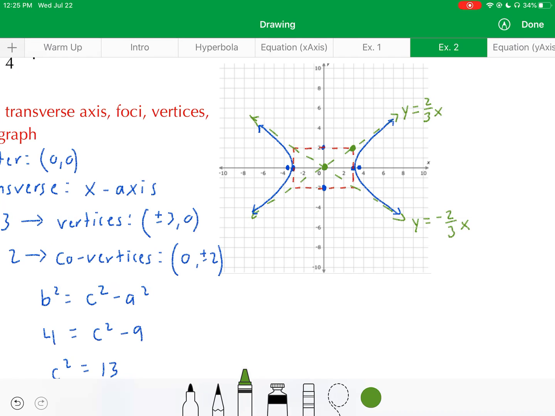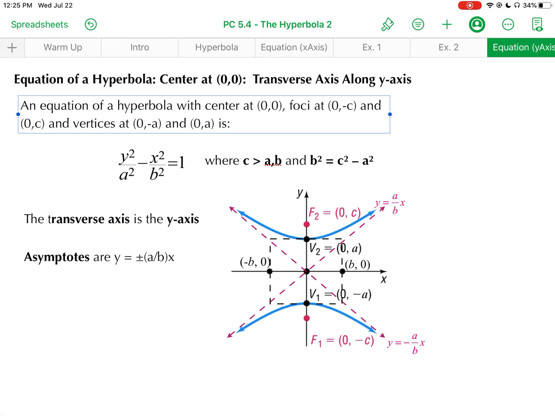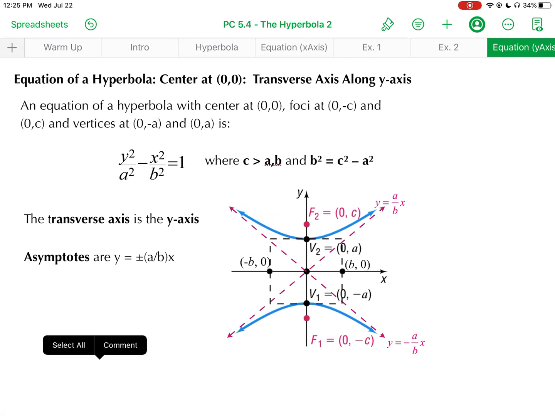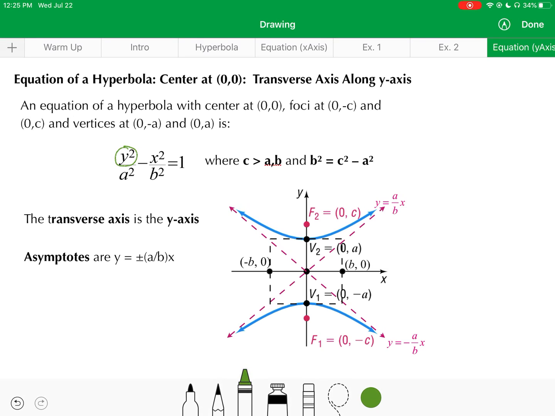Okay. All right. Now, what if I want to make my equation have its transverse axis along the y-axis? Well, now I have to place my y variable in the front, in the first fraction. That's my indication we're now along the y-axis. But other than that, everything else is the same. A squared is underneath that first fraction, and then b squared is the denominator of the second fraction.